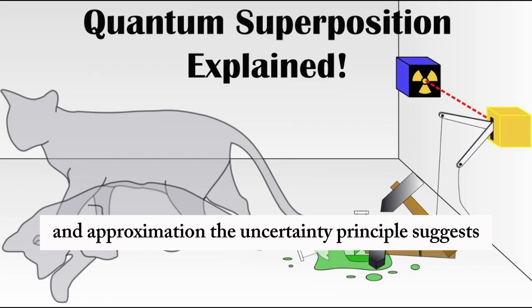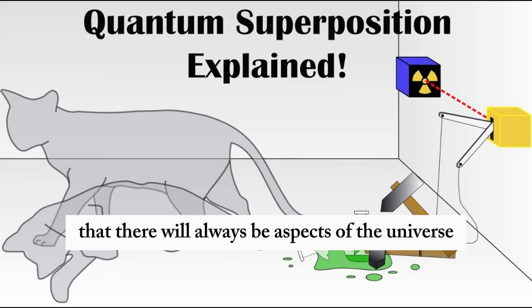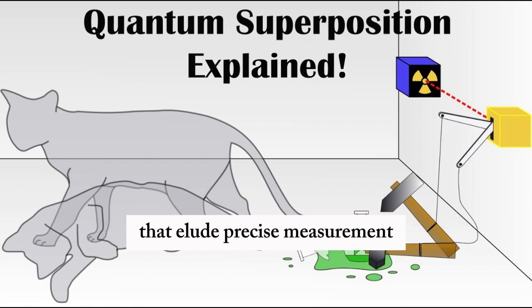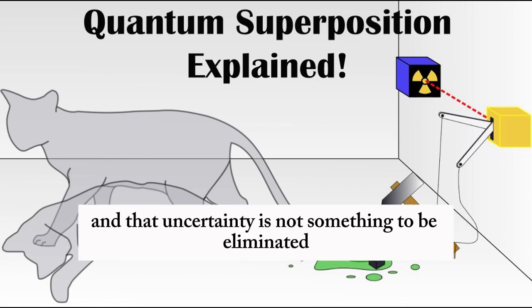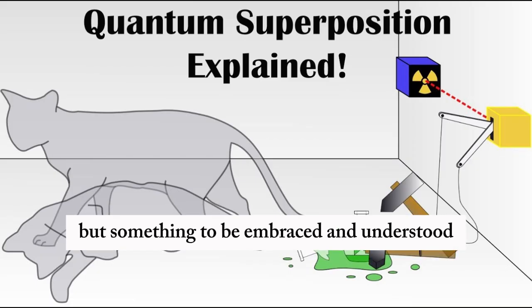The uncertainty principle suggests that there will always be aspects of the universe that elude precise measurement, and that uncertainty is not something to be eliminated, but something to be embraced and understood.